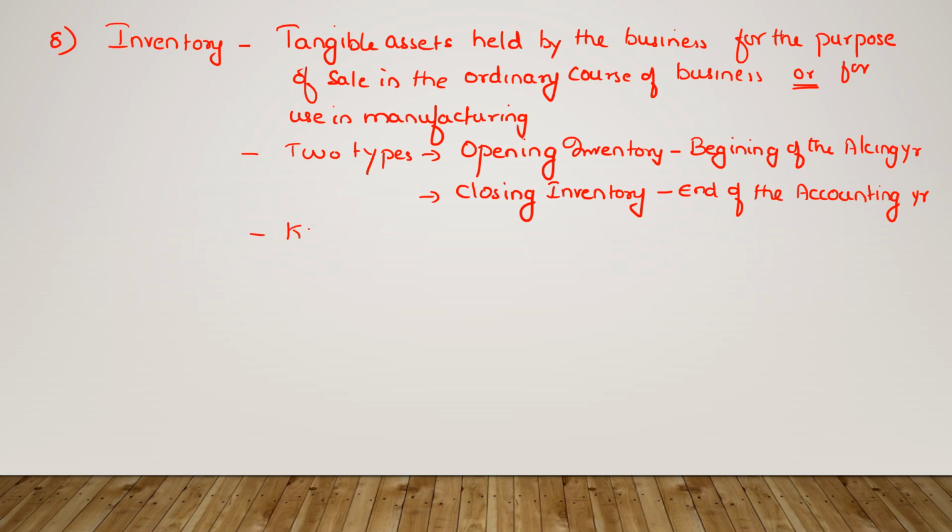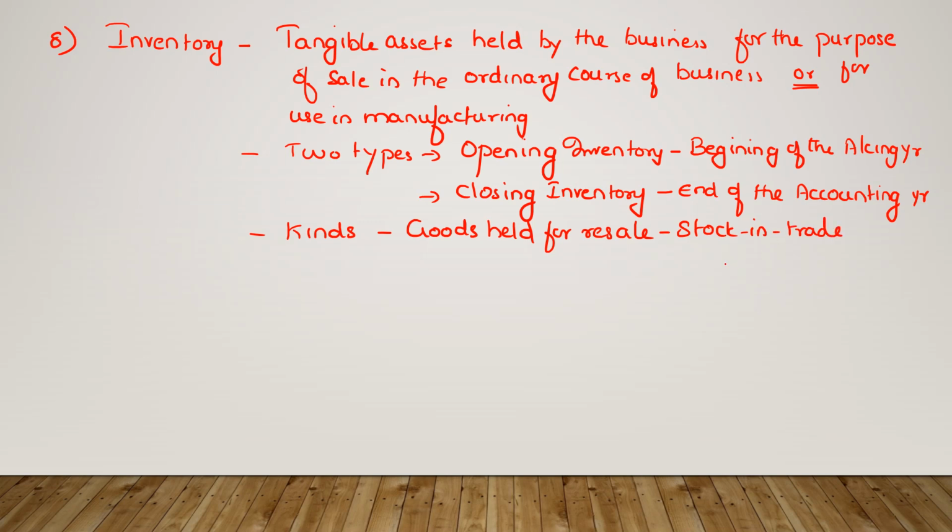There are different kinds of inventory that you can find. Like for example, in our example, these ready-made garments are goods which are held for resale. So they are called stock in trade.